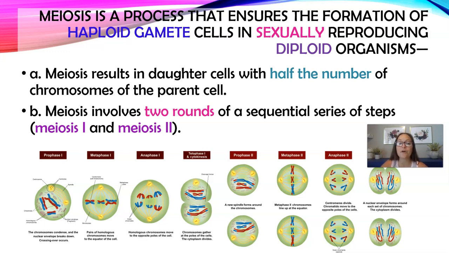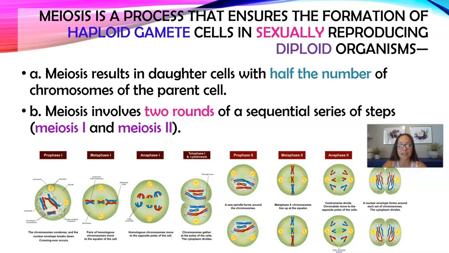And then meiosis involves 2 rounds of division, 2 rounds of a sequential series of steps. When you think about why there are 2 rounds of division, it's because in S phase of interphase, the DNA doubles. We make those sister chromatids. It always trips me out a bit that we have a process that's creating haploid cells, but yet we double the DNA before it even starts.